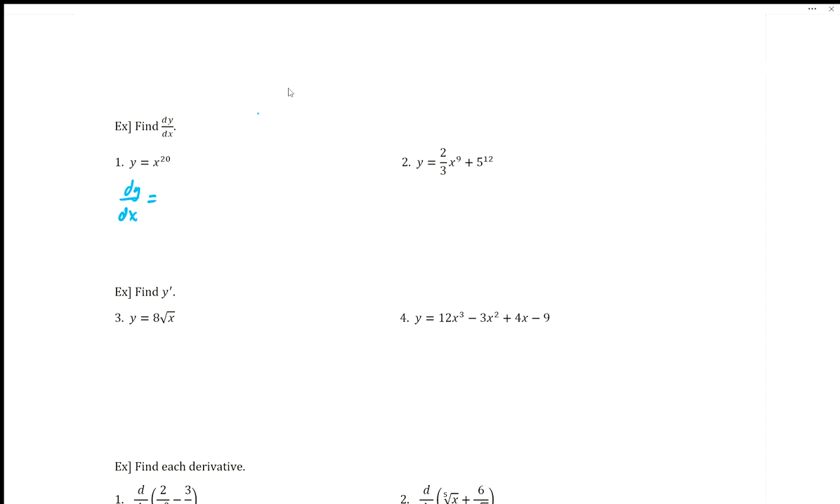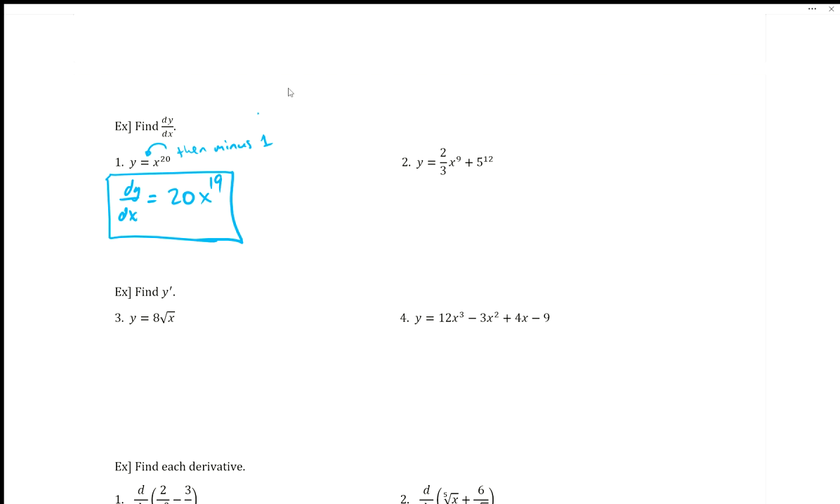And so our rule is telling us, well, we have a 20 as the power. So it's saying write that 20 in front right away, and then minus 1 from the power. So 20 minus 1 would be 19. And then that's it. That's our derivative. Okay, so power to the front, and then minus 1. Okay, so that's it. Super quick. Okay, let's see number 2.